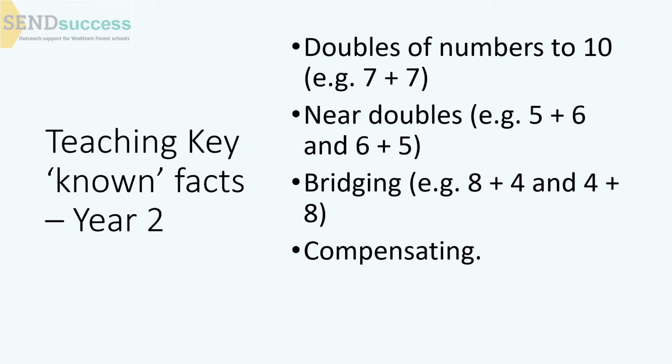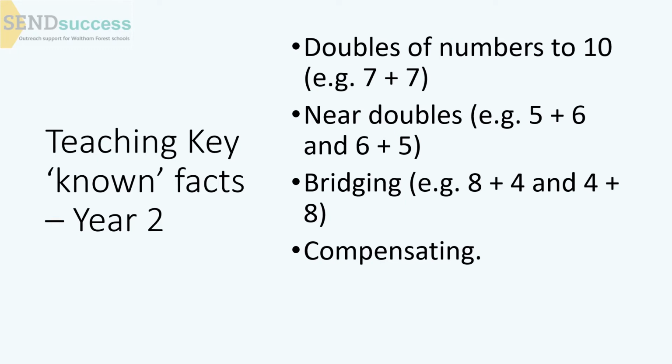Compensating. When a number can be rounded to the nearest 10 easily, add or subtract the nearest 10 and then take away or add back what you previously compensated. Once children have been taught the strategies, they need to move on to practice these facts.